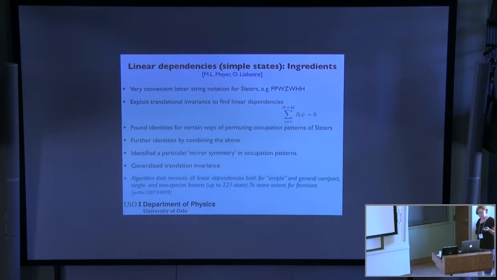And they kept going for months, and they ended up with an algorithm that you can apply to a given pair of Slater determinants, and before projection identify all the linear dependencies, not just for simple states. They moved on to general compact states covering the Yrast line for two species all the way down to the 2-to-1 Halperin state, and also for single species bosons, and to some extent some of this carries over to fermions.